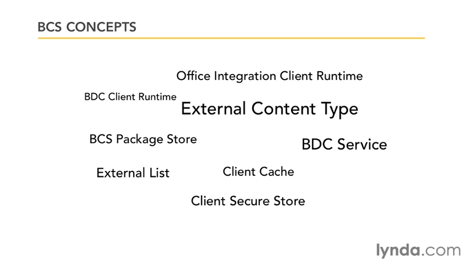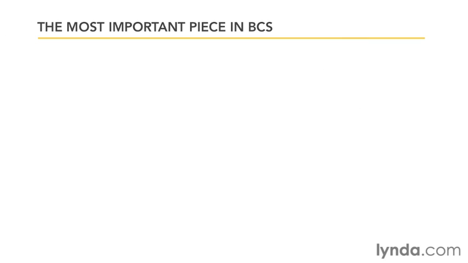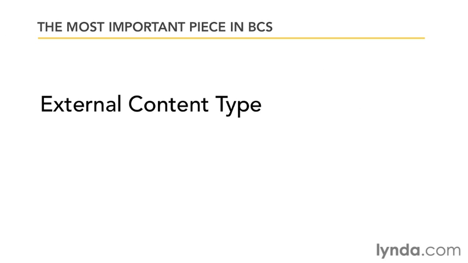There's basically one key concept that we need to understand to get started with BCS, and that's something called an external content type. This is the most important thing in BCS, the single most important piece. An external content type is a representation, a description of that external object, that product or customer or order, that thing that exists in your external system that you want to bring into SharePoint.